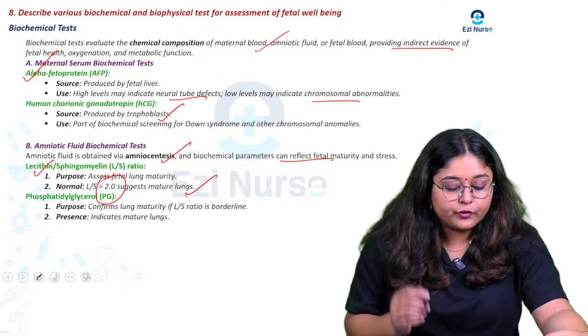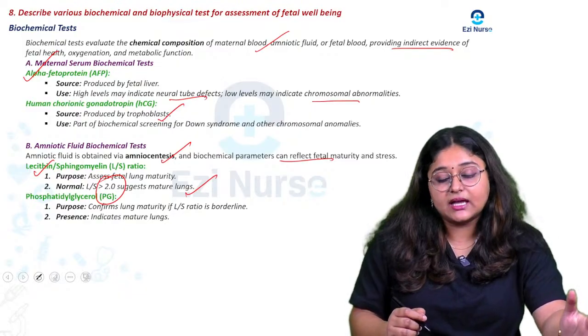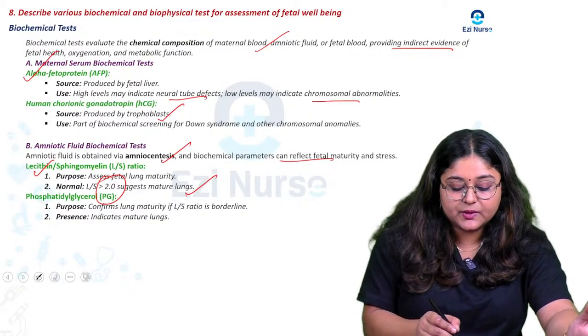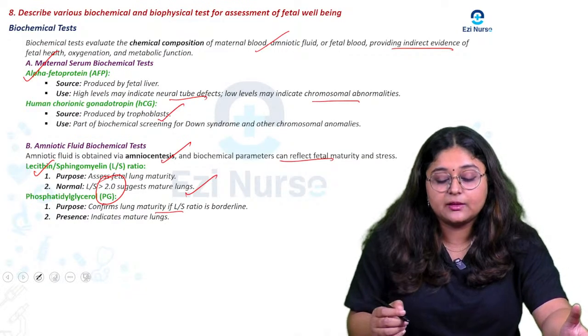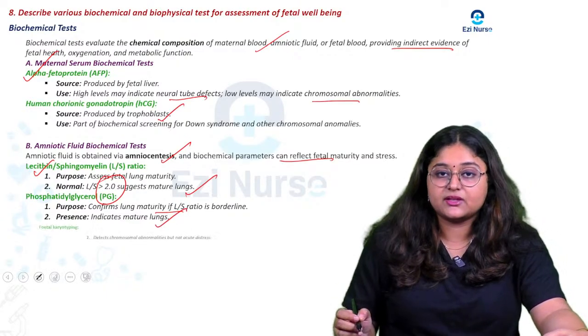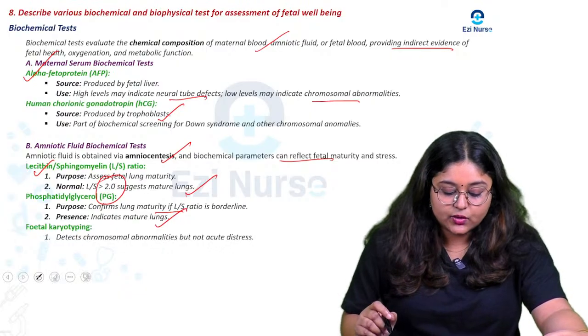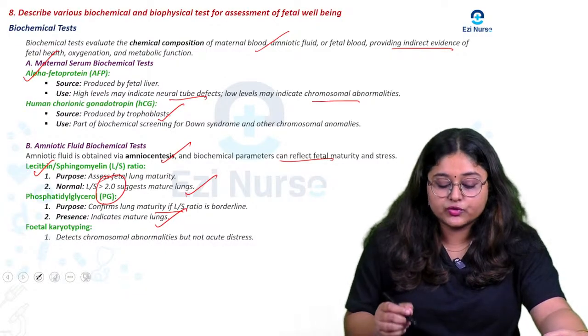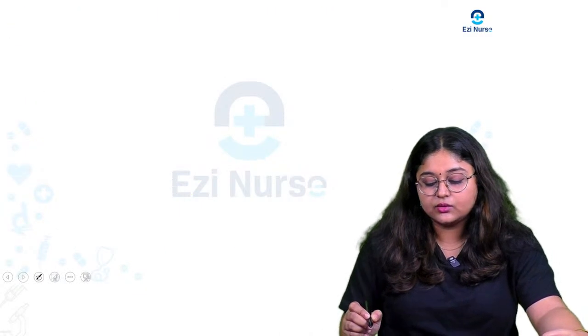Next is phosphatidylglycerol, or the PG. Its purpose is to confirm the lung maturity if the L/S ratio is borderline. Its presence indicates a mature lung. Next is fetal karyotyping. It mainly detects the chromosomal abnormalities but not acute diseases.